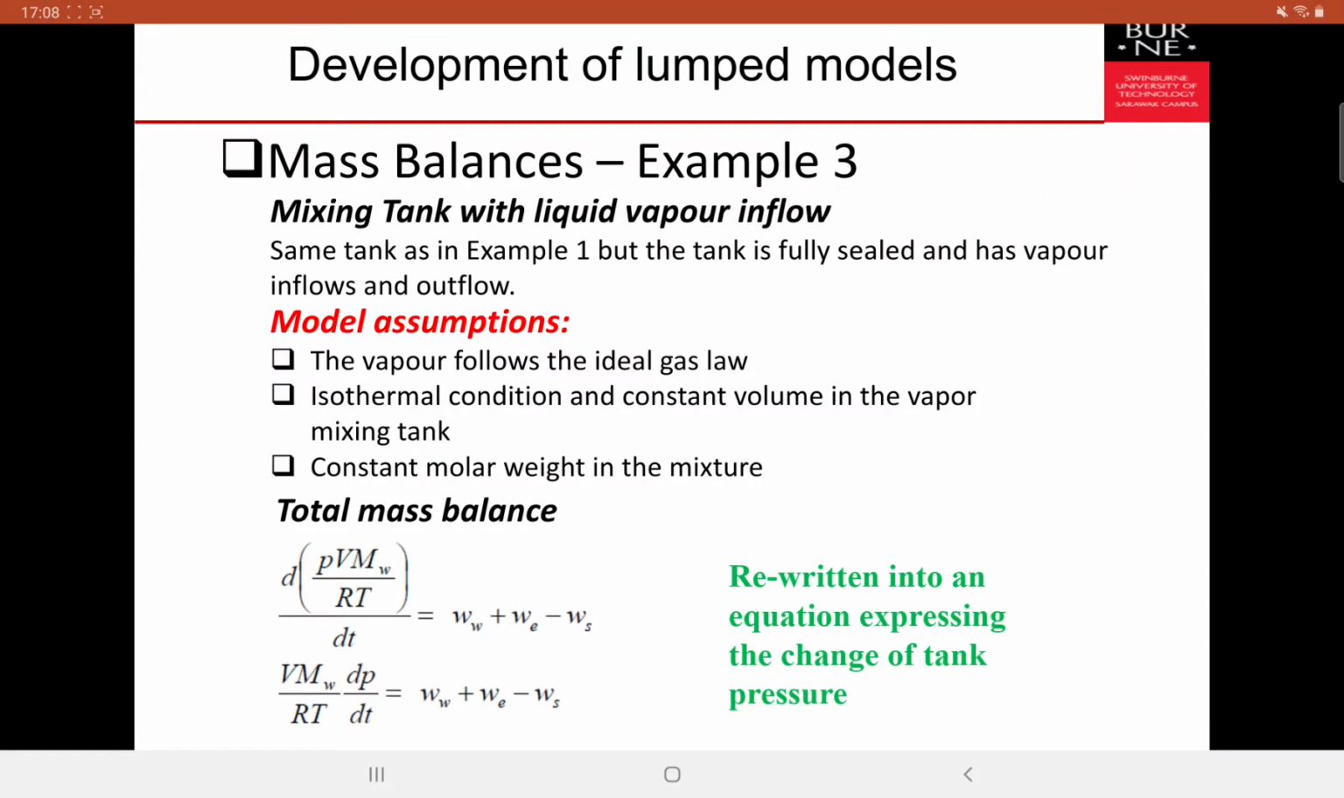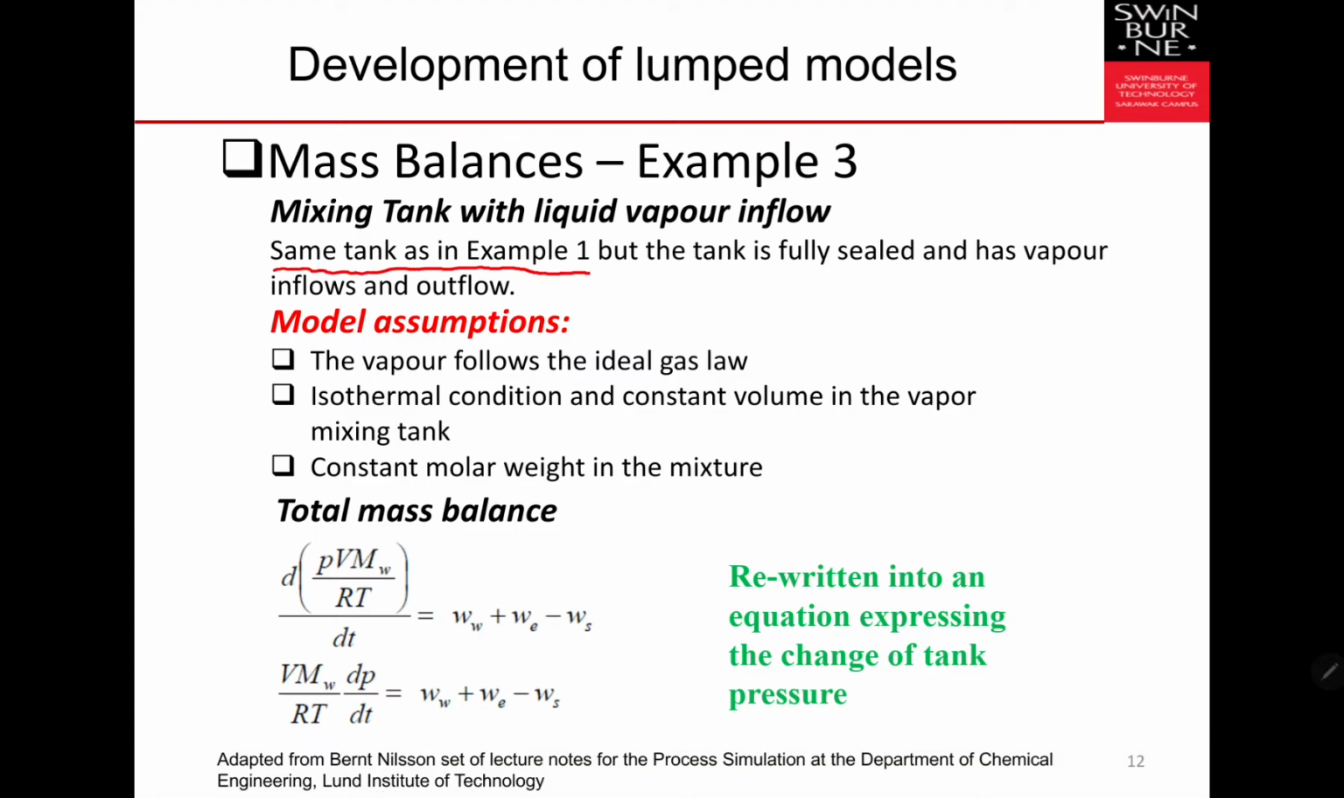Shall move into the next example, example 3. Here, we are dealing with the mixing tank with liquid vapor inflow. So the picture of the system will be the same as in example 1, except in this particular example, the tank is fully sealed and has vapor inflows and outflows. The assumption that is needed to solve this example is that the ideal gas law is implied.